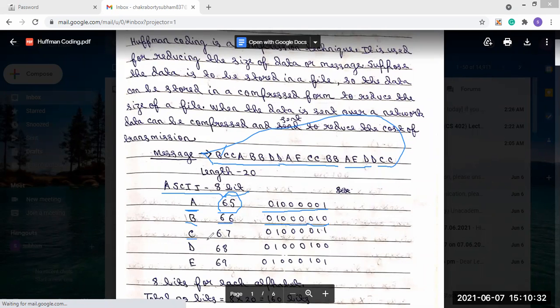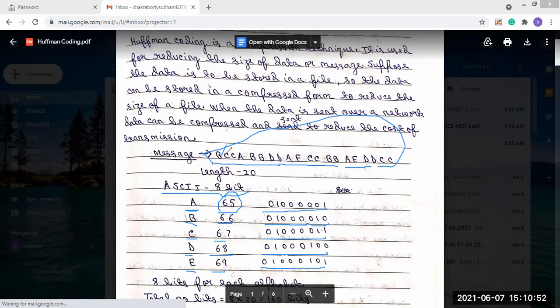Same as that, capital C has ASCII code 67, and this is its binary form. Capital D is 68, and this is the binary form of 68. And capital E is 69, and its binary form is 8 bits.